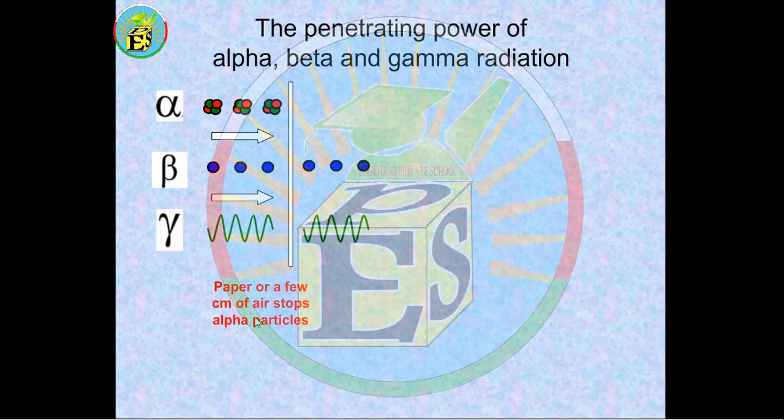This is a sheet of a few centimeters of air that stops alpha particles. We will see that beta particles have penetrated and gamma ray has penetrated, but alpha particles didn't penetrate the sheet.